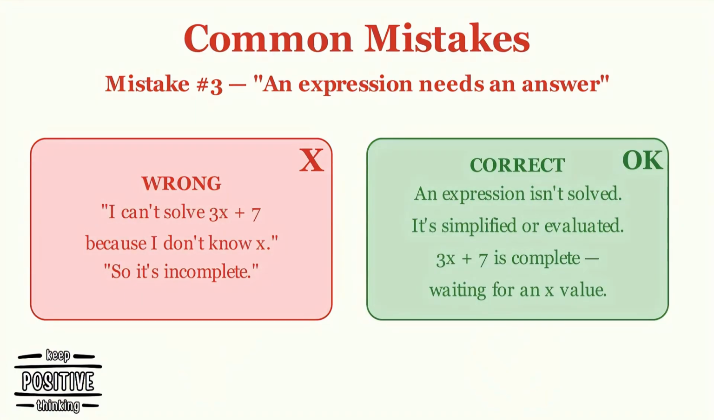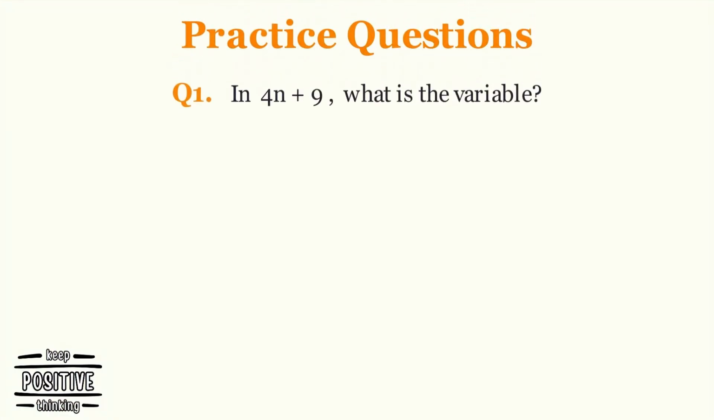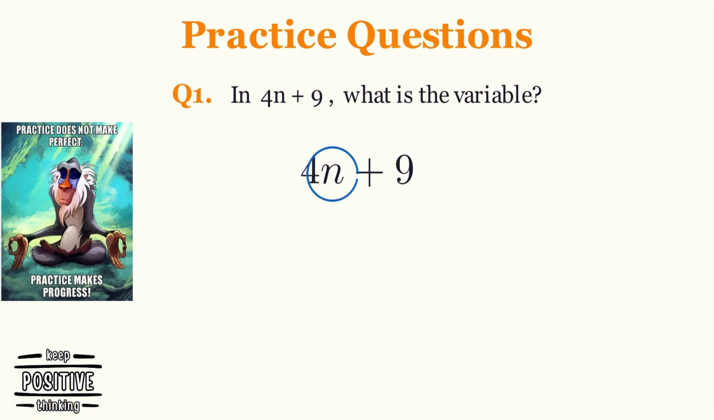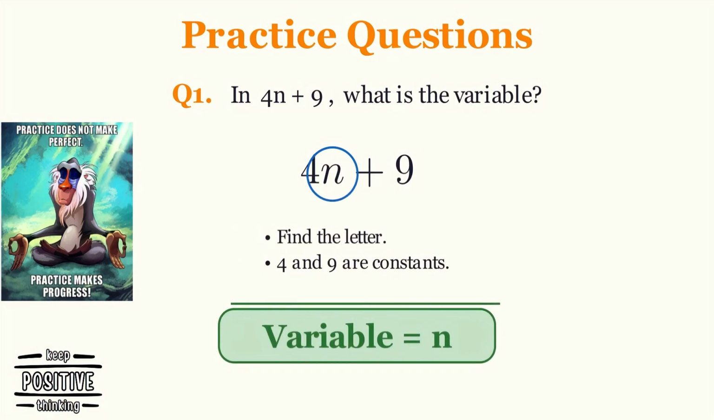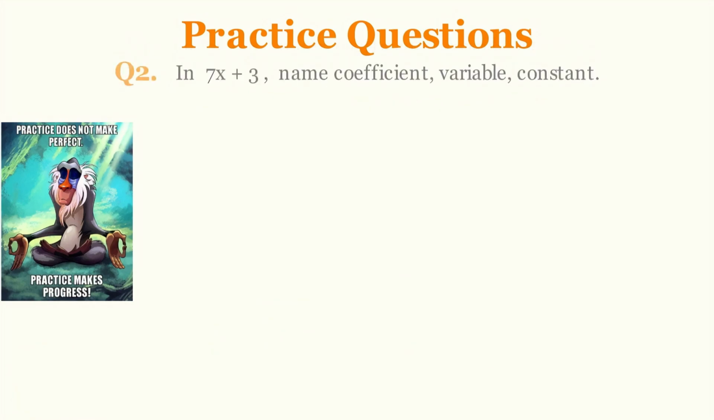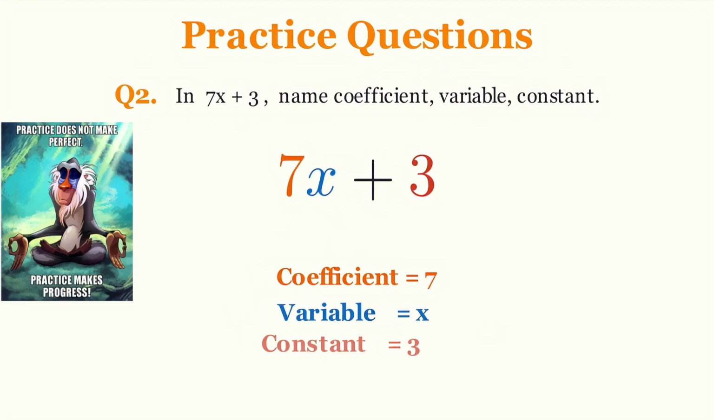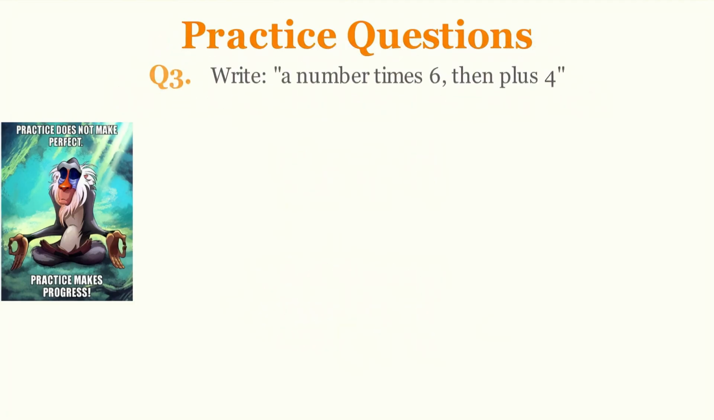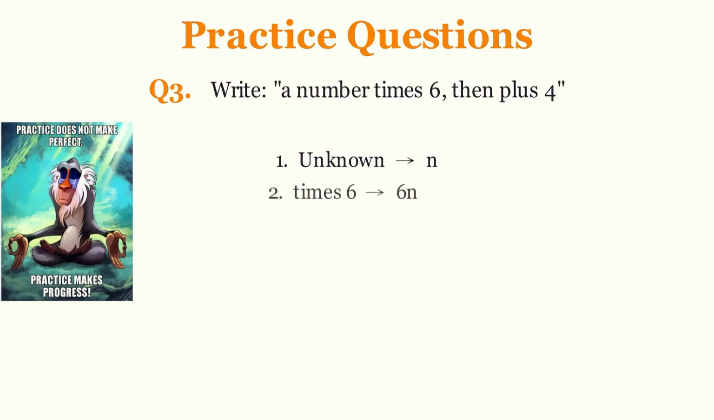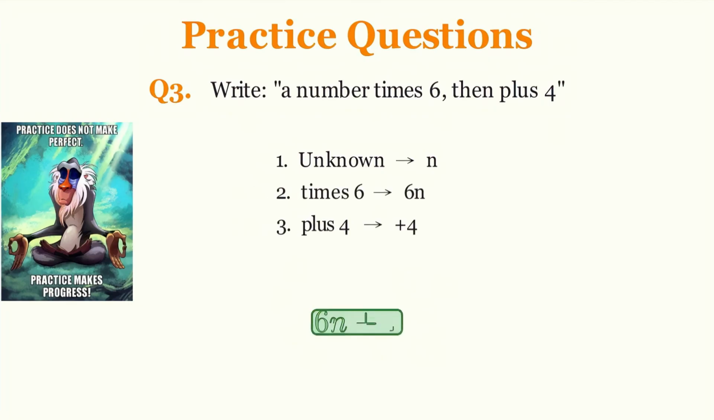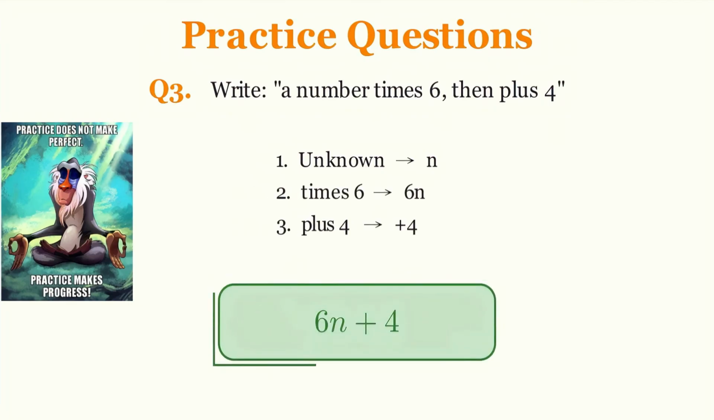That's its whole job. Question 1. In 4n plus 9, what's the variable? Look for the letter. It's n. Question 2. In 7x plus 3, name the part. The 7 is the coefficient. The x is the variable. The 3 is the constant. Question 3. Write a number times 6, then plus 4. Unknown is n. Times 6 gives 6n, plus 4, 6n plus 4.